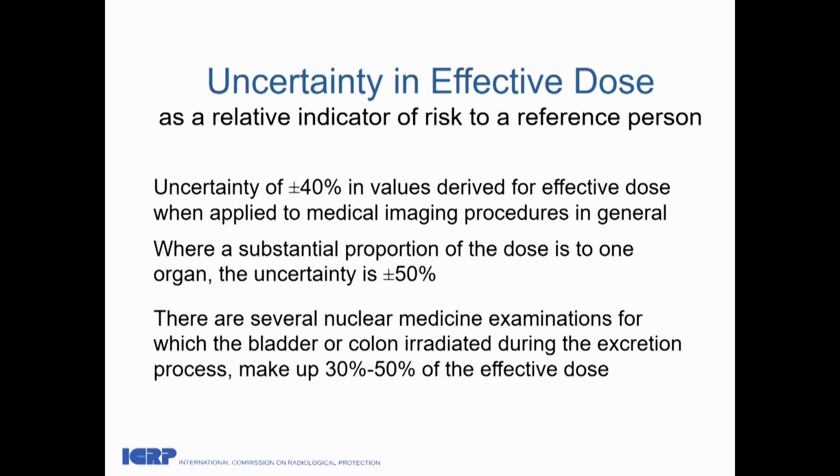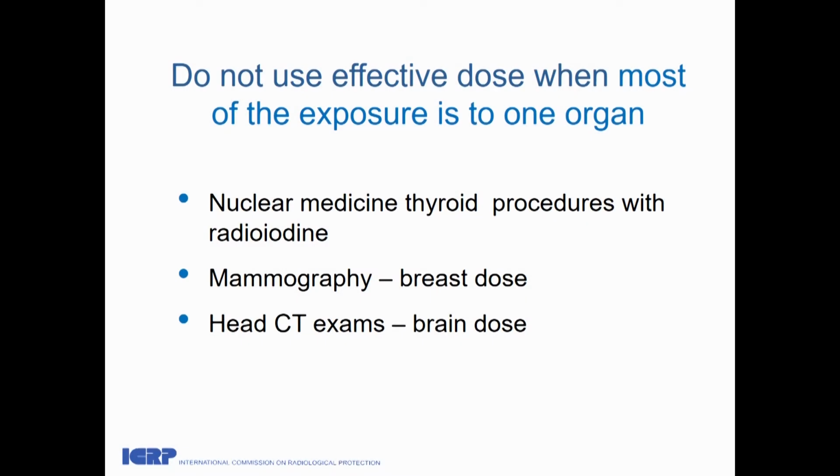But there are several nuclear medicine examinations, for instance, where the bladder or colon is irradiated during the excretion process. And we heard in the talk yesterday that this can contribute over 50%. Certainly there are quite a lot of examinations where the colon or bladder contribute about 30 to 50% of the effective dose. And the variations in the voiding, the size of the bladder, the position of the colon, all create additional uncertainties. So, don't use effective dose when most of the exposure is to one organ.